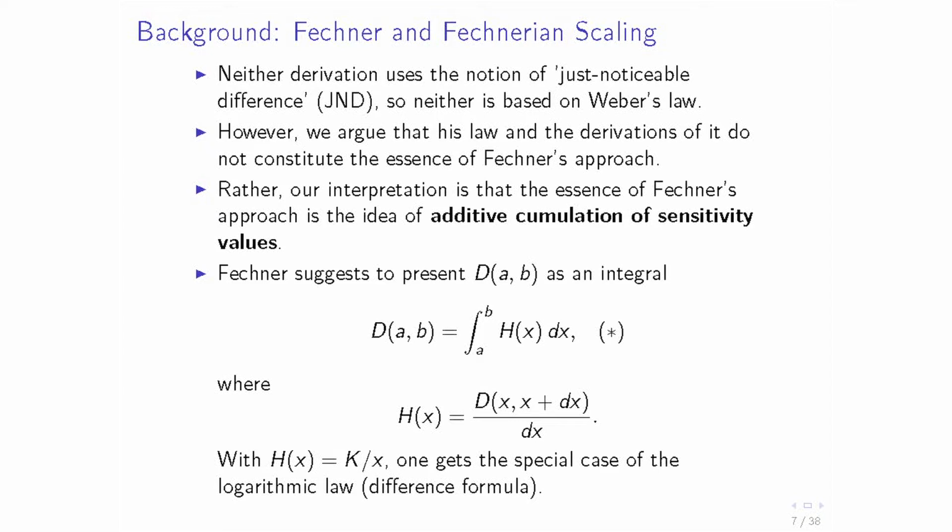So Fechner suggests to present this subjective difference between A and B as an integral over the function h of x, where h of x is the first derivative with respect to the second, or the first, no, the second variable here, but it doesn't really matter. So it's a measure of the local sensitivity in the vicinity of the stimulus level x. And if you put in k over x for h of x, then this integral becomes the logarithmic law that he proposed.